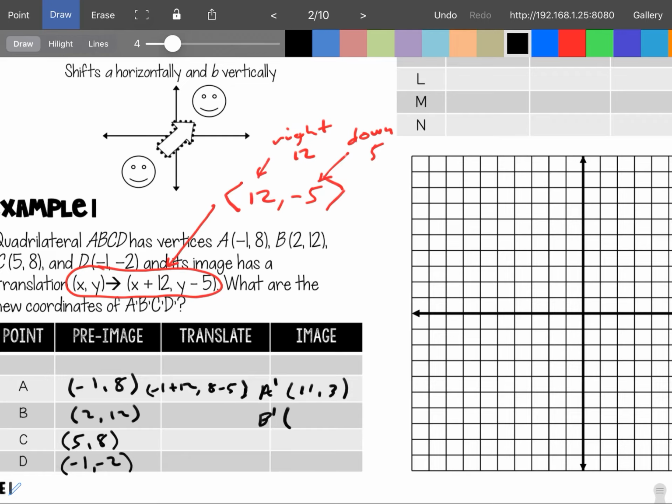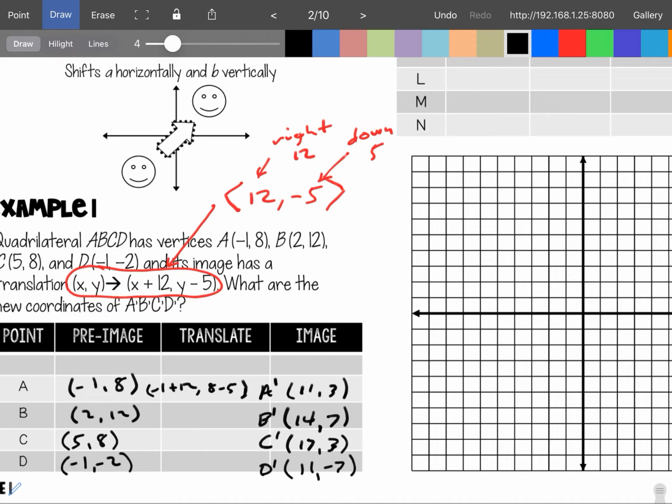So then B prime, we're going to add 12 to the x. That gives us 14. And then we're going to subtract 5 from the y. That gives us 7. And then for C prime, we're going to add 12 to the x. So that's going to give us 17. And we're going to subtract 5 from the y value. That'll give us 3. 8 minus 5 is 3. And then D prime, we're going to add 12 to the x, so that's going to give us 11. And then we're going to subtract 5 from the y, that's going to give us negative 7.